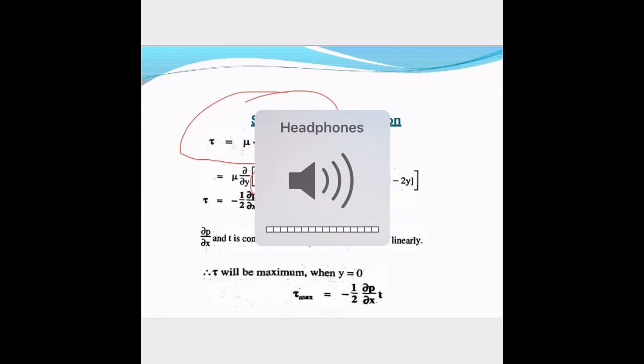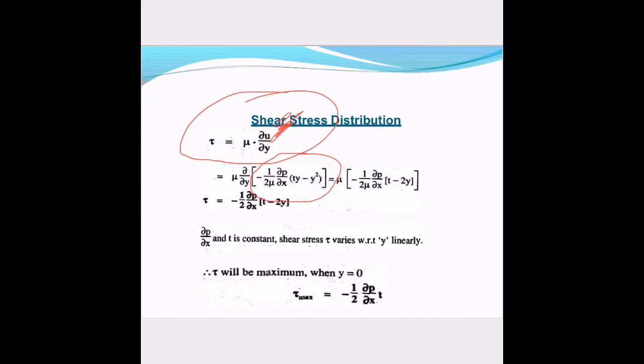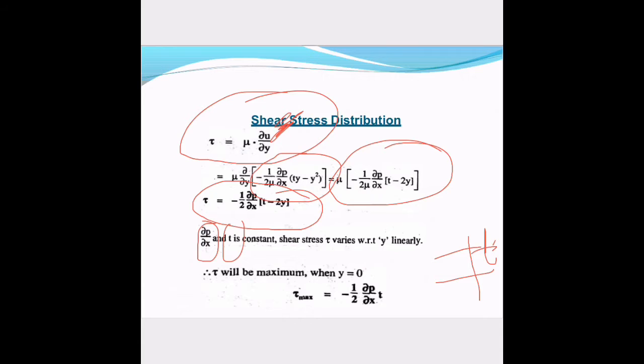So the equation will be this one, minus 1 by 2 mu del p by del x (ty minus y square). So ultimately after solving, we have got mu into minus 1 by 2 mu del p by del x (t minus 2y), and ultimately we have got the shear stress value equal to minus half del p by del x (t minus 2y). So to find out the shear stress distribution across the two fixed parallel plates, we have to consider two boundary conditions.